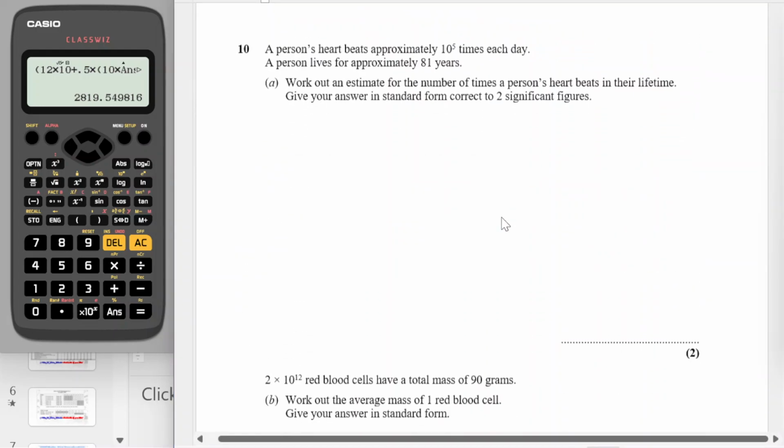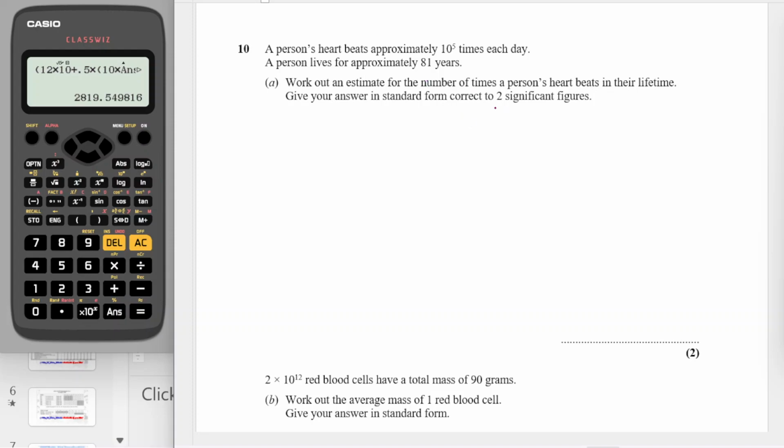Okay, question 10. A person's heart beats approximately 10 to the power 5 times each day. A person lives for approximately 81 years. Work out an estimate for the number of times a person's heart beats in their lifetime. Give your answer in standard form, correct to 2 significant figures. So in effect, what we want to do is 81 times by 10 to the power 5.